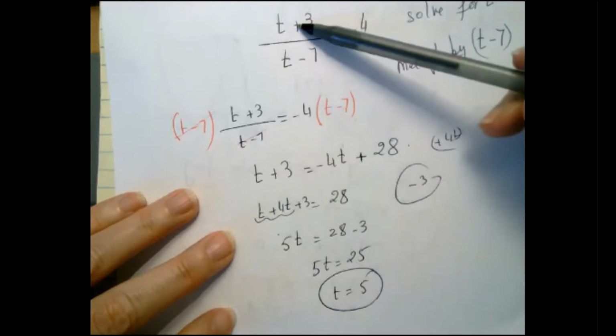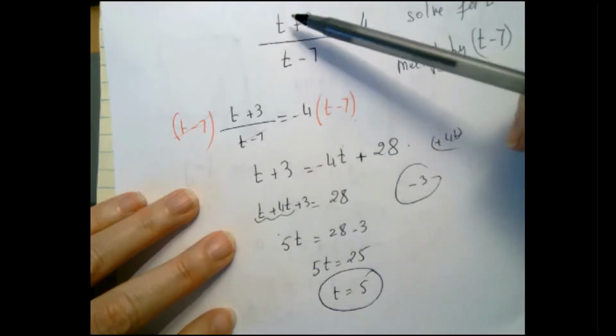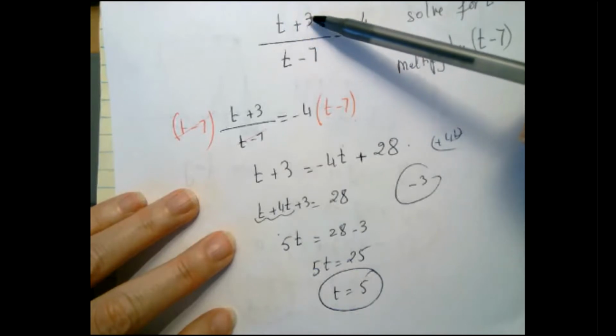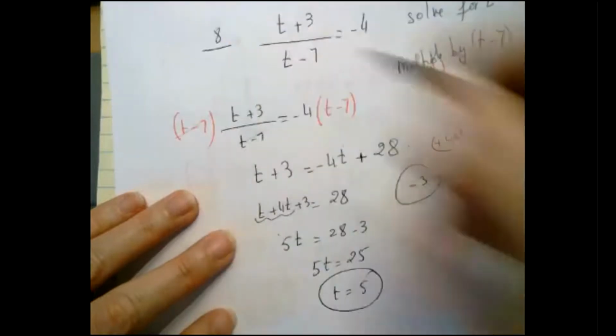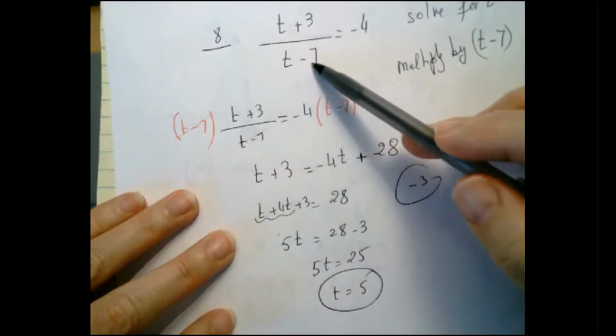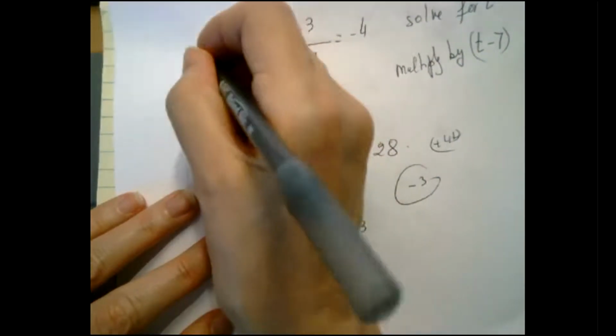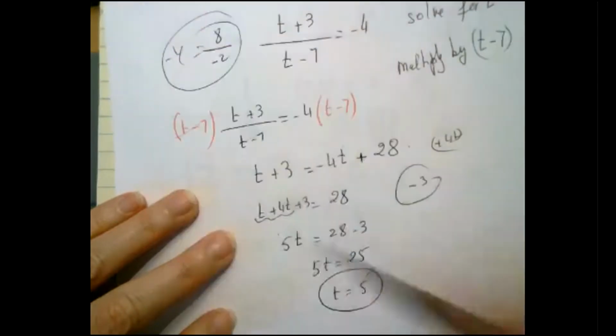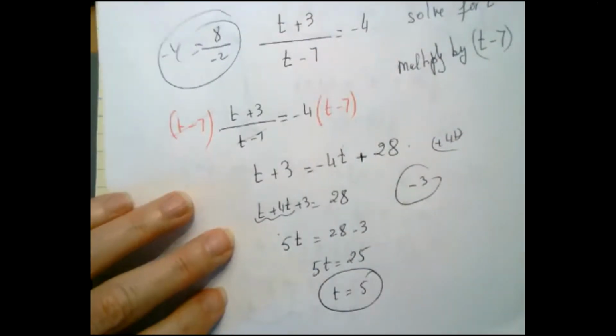And now I can check. If I plug in 5 for t, I will have 5 plus 3, that's 8. I'm just checking my work. 5 minus 7 is minus 2, and 8 over minus 2 is minus 4. And we are doing the math correctly, okay?